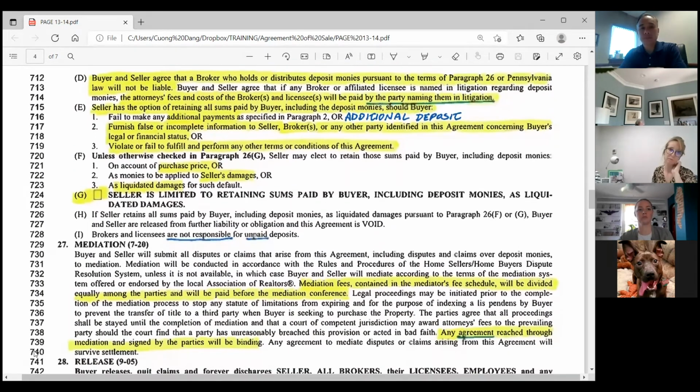I see, yes, on your notes, if the deposit is low, do not allow the checkbox in 26G. Yes. Okay.